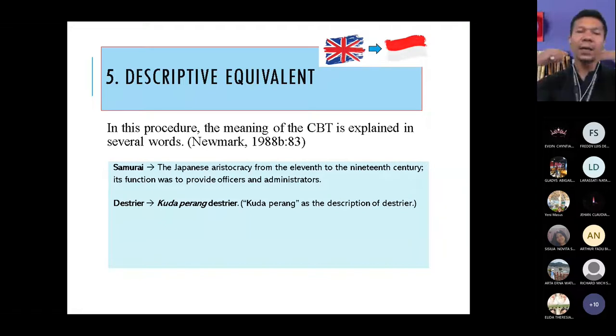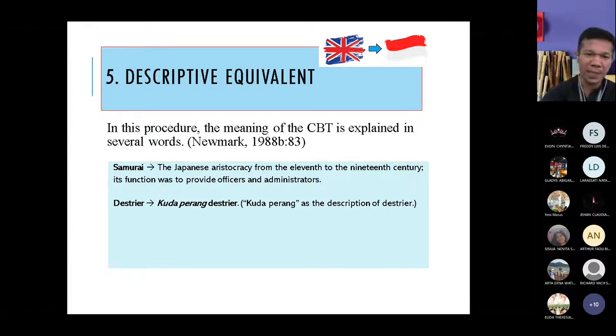But in English, we try to describe this word samurai with many words. We can call it two clauses here: the Japanese aristocracy from the 11th to the 19th century, its function was to provide officers and administrators. And the second example, death seer, we translate into kuda perang death seer. Here we use a descriptive equivalent, kuda perang, but we transfer the word death seer. Actually it's supposed to be couplets, but never mind. Here I only explain death seer. There is additional information to death seer.